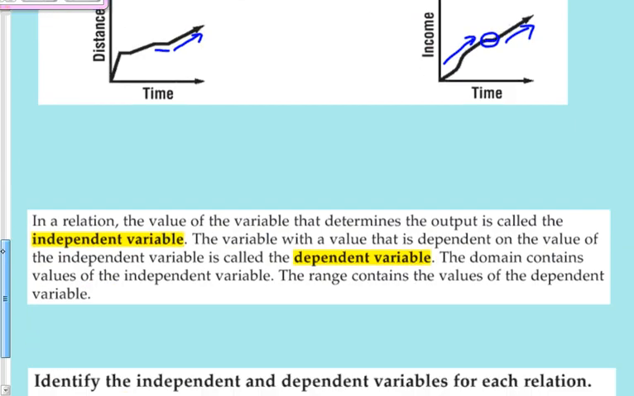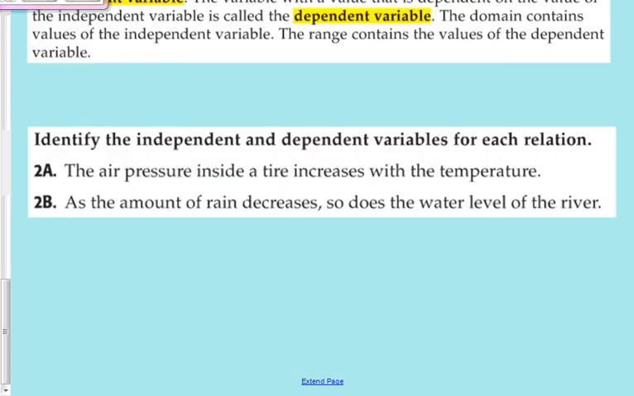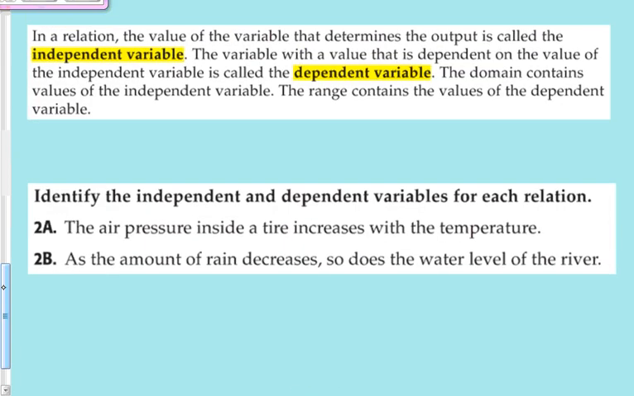And then the last thing you're going to look at is how to tell the difference between an independent variable and a dependent variable. Remember what I told you, x is the independent, y is dependent. It always depends on x. So when you read these types of things in your paper, 2a here, the air pressure inside a tire increases with the temperature. You have to determine which one's dependent, which one's independent.